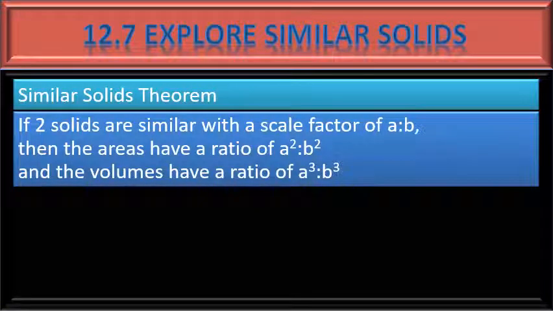Similar solids theorem. If two solids are similar with a scale factor of A to B, in other words, that is the length, then the areas have a ratio of A squared to B squared, and the volumes have the ratio of A cubed to B cubed. So think of your units. Length is like just centimeters. Area would be centimeters squared, and volumes would be centimeters cubed. So with our ratios, length is just A to B, area is A squared to B squared, and volume is A cubed to B cubed.